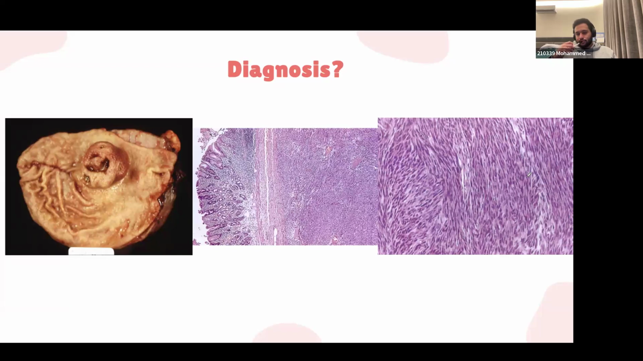Okay, exactly, cells of Cajal. And what's the important tumor gene that's involved here? c-KIT. That's all you need to know. Okay.